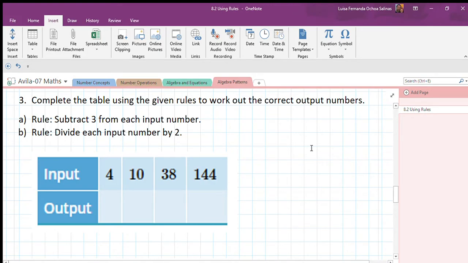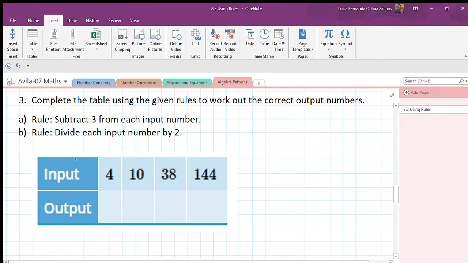Okay, girls, let's do example number 3. Example number 3 says, complete the table using the given rules to work out the correct output numbers. You will see these sometimes called input-output, meaning that the variable that we are changing is the input, and that will give us an answer. Another way of saying this is that the output depends on what we do to the input.